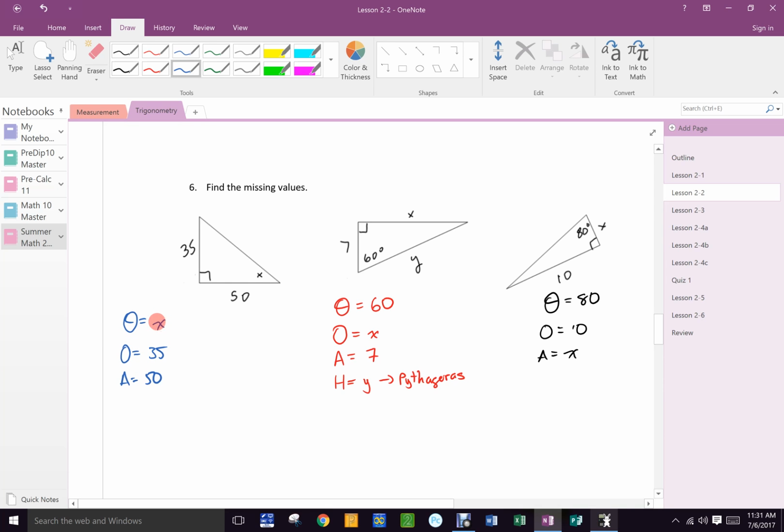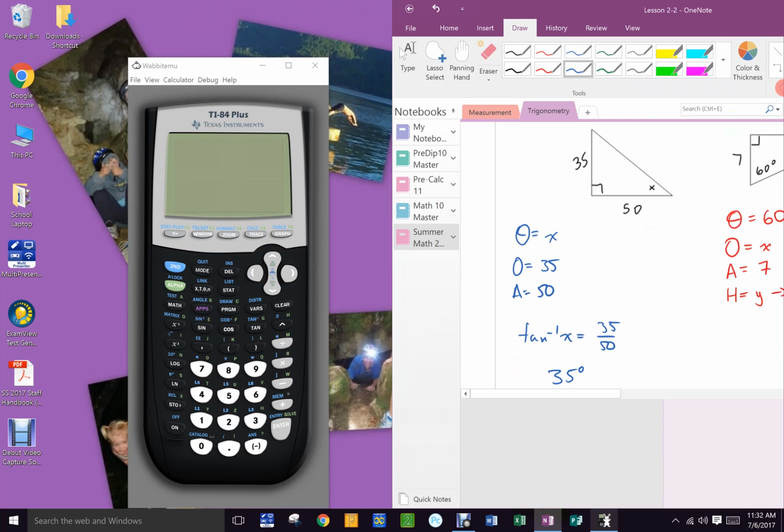This one, do I know the angle? So shift tan or tan? Shift tan. Shift tan of x equals 35 over 50. Right? Punch that into your calculator. What's your answer? 35? I believe you. He says as he punches it in anyway. 35 degrees. Absolutely correct.